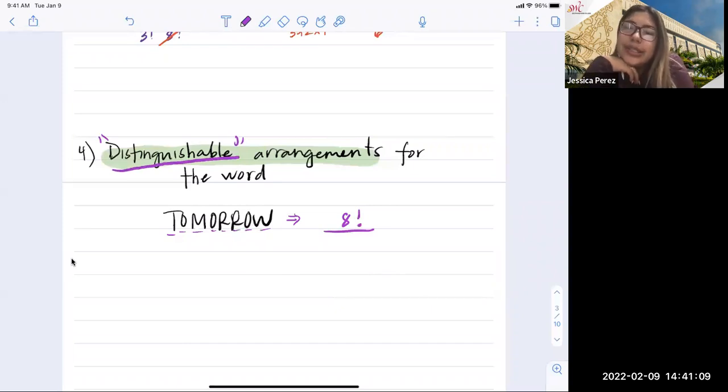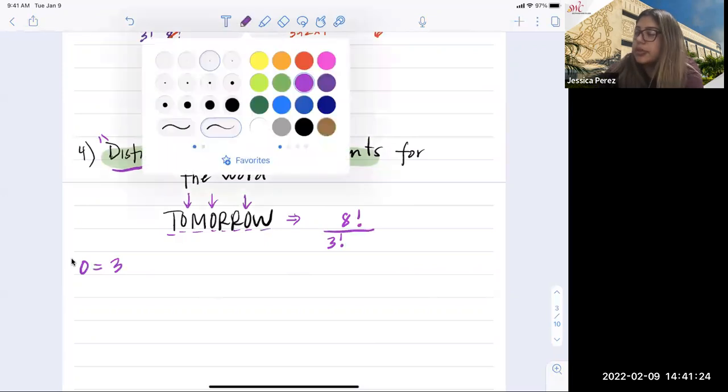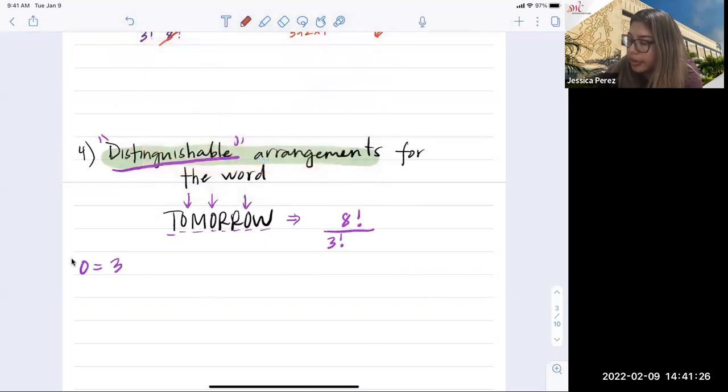Now you're selecting distinguishable arrangements. So O, how many O's do you see? You see 1, 2, 3 O's. So that'd be 3 factorial down here. So you see the repeated letters. Another repeated letter you see is R. There are 2 of them, so that's 2 factorial. Is there another repeated letter? It doesn't seem like it. So the only repeated letters are the 3 O's and the 2 R's.